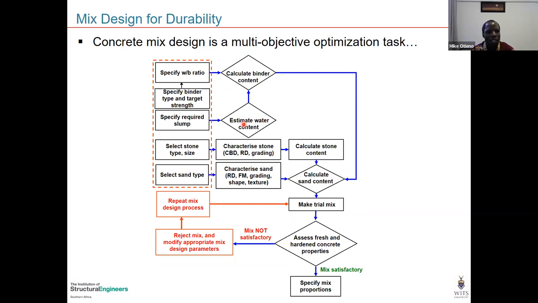I am presenting this flowchart here because if we don't get a satisfactory mix, we need to understand what parameters of the process or what aspects of the mix design process contributed towards that. Was it the mixing? Was it the type of cement? Was it the type of aggregate? Was it the condition of the aggregate? So all this, we really need to have a good understanding of the materials and how the different ingredients affect the results that we get.